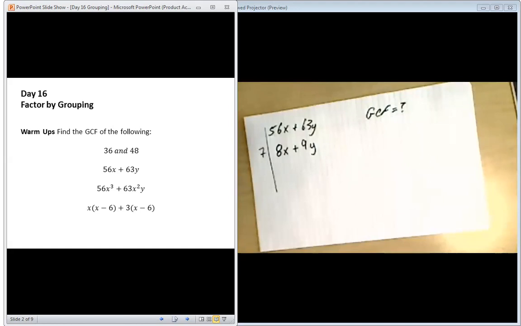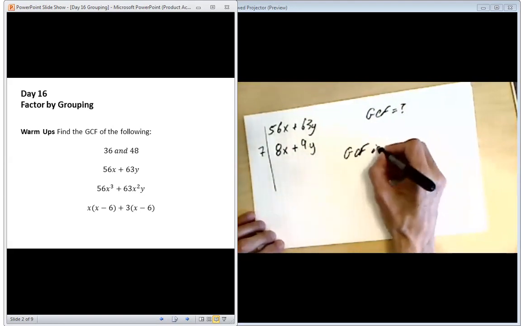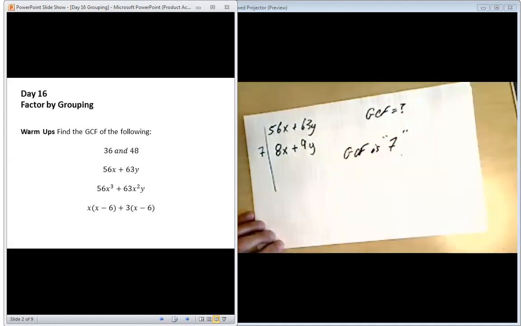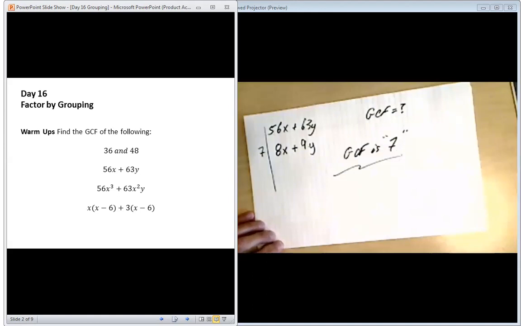Okay, as mentioned in the beginning there. No, the end is the answer. This is the end. GCF is 7. That's the answer. Yeah, it's good. Don't want to do a bunch of work and then not get to it.